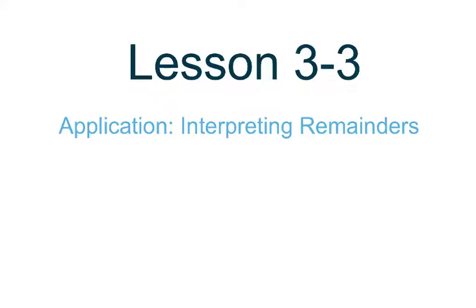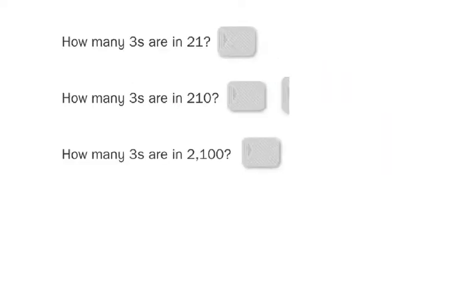In Lesson 3.3, we're going to work on the application of interpreting remainders when we divide. You will need your whiteboard marker and your math journal. Let's go ahead with a warm-up. Go ahead and number 1 to 3 on your whiteboard.